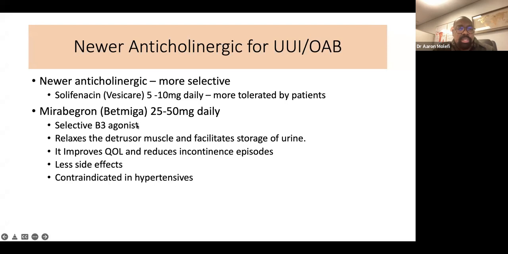It's a newer drug, a selective beta-3 agonist. How it works, it relaxes the detrusor muscle and facilitates storage of the urine. The studies have shown that it improves quality of life and reduces incontinence episodes, and it's got fewer side effects. However, we must be careful in those patients that have hypertension because it can actually elevate your blood pressure. So it's very important to have that in mind when you are prescribing mirabegron.